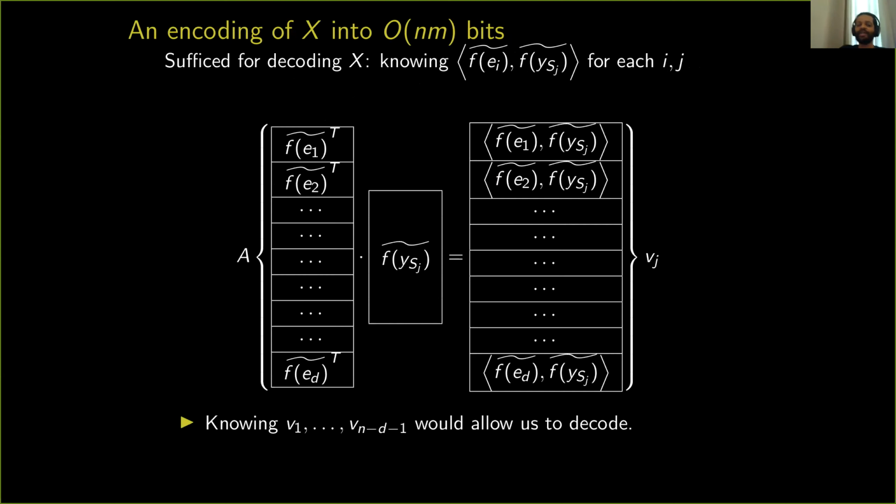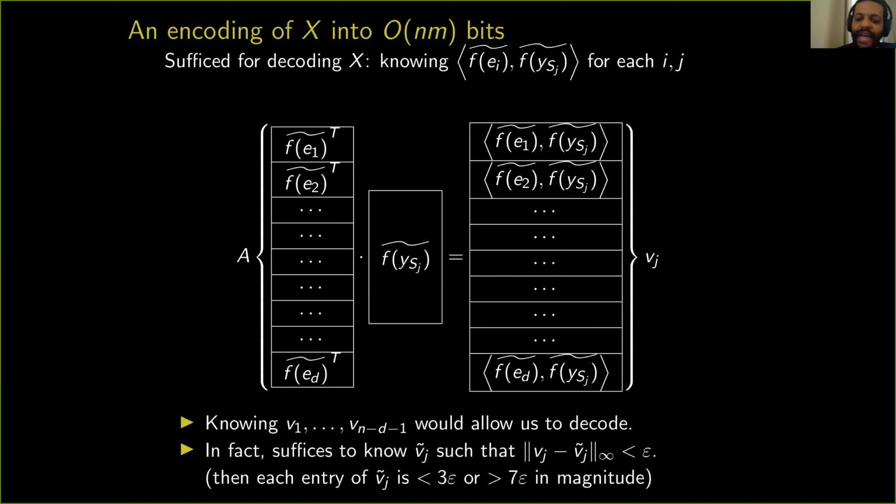So what's the thing we actually need to know? Let me write it in this matrix notation. Capital A is this matrix, which has as rows the embeddings of the standard basis vectors rounded inside of an L2 net. If I know A times this vector, which is the rounding in an L2 net of the embedding of YS, that A times that vector is basically all the dot products. So if I know all the VJs, I can decode. That's what we've been saying.